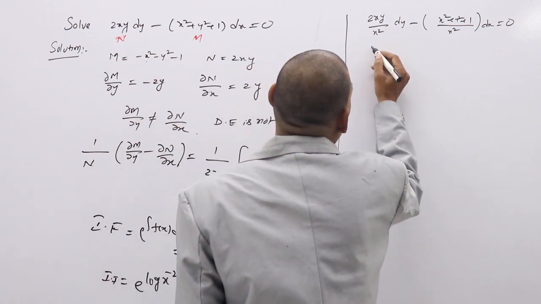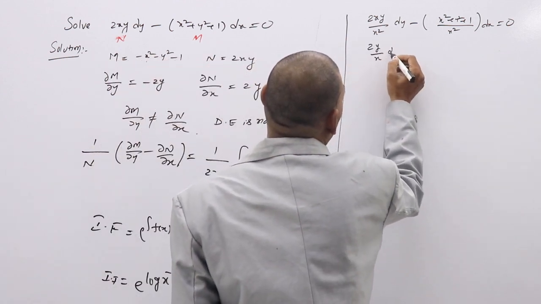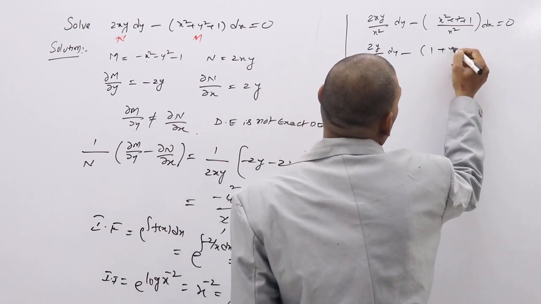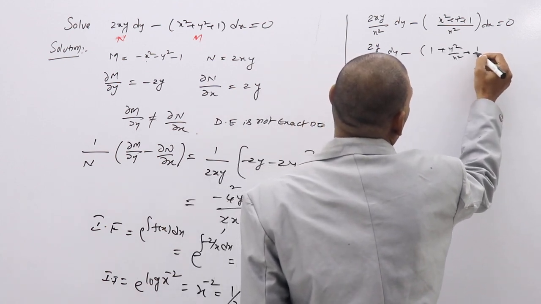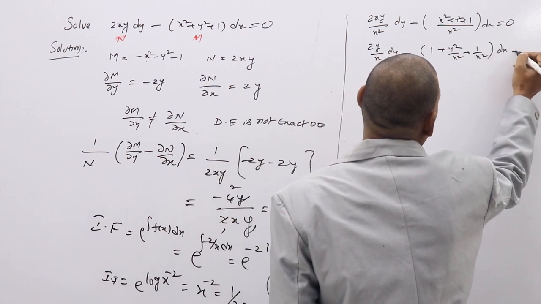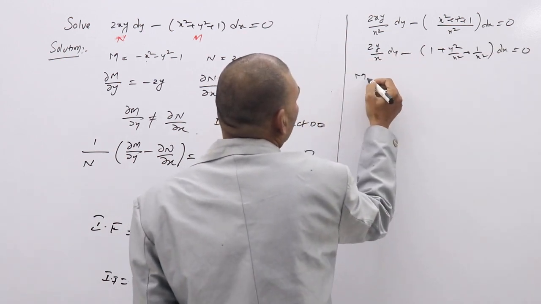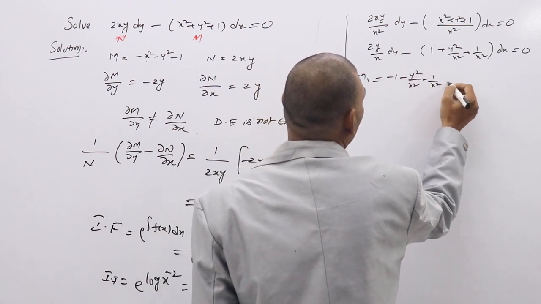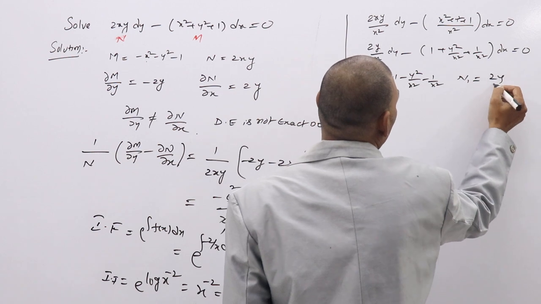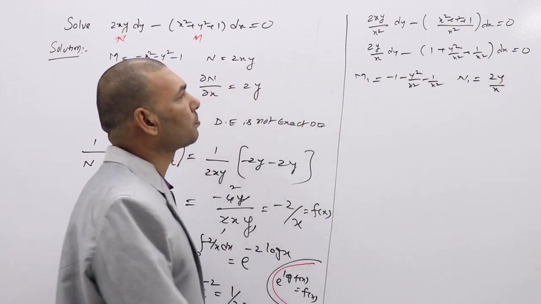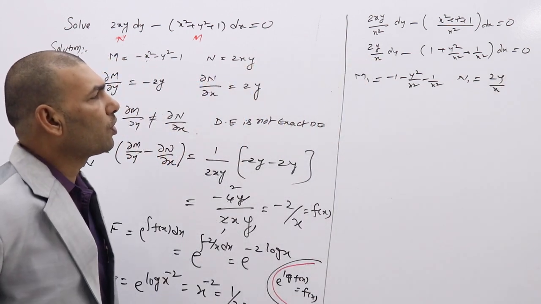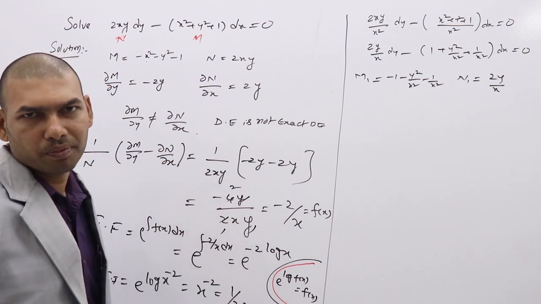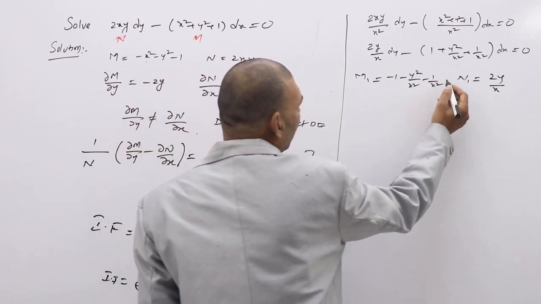What will you get here? 2y by x. If you simplify this, x square by x square is 1, plus y square by x square plus 1 by x square dx. Now M1 is minus 1 minus y square by x square minus 1 by x square, and N1 is 2y by x. If you want, you can check whether dou M1 by dou y is equal to dou N1 by dou x or not. That should be equal.